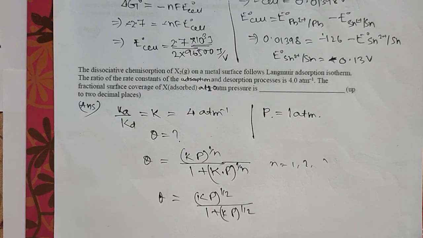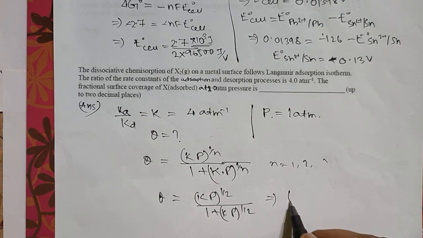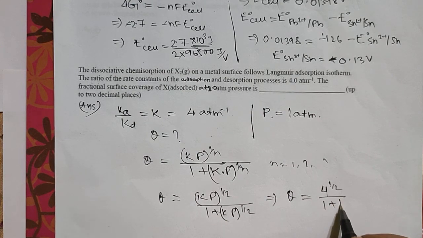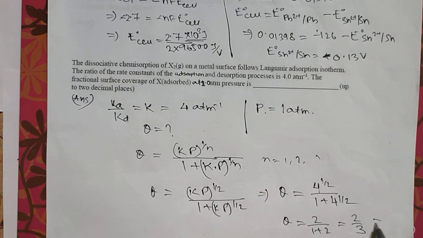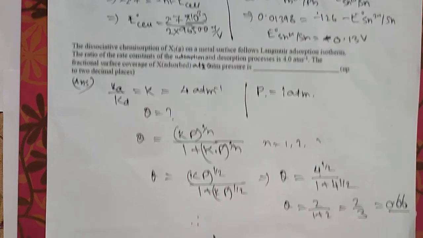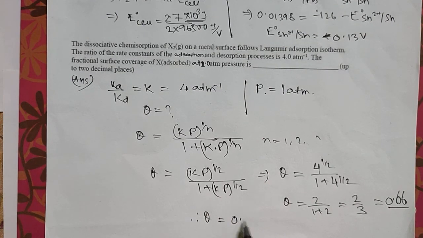Just putting in the values, theta equals 4 to the half by 1 plus 4 to the half, so that is 2 by 1 plus 2, meaning 2 by 3, which equals 0.666 or 0.667. Up to 2 decimals, theta will be 0.66.